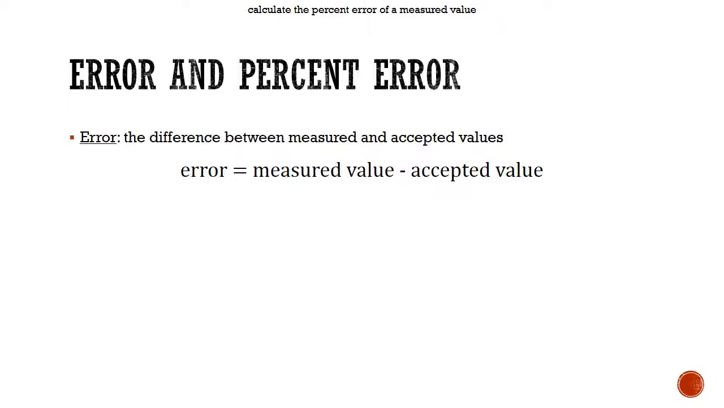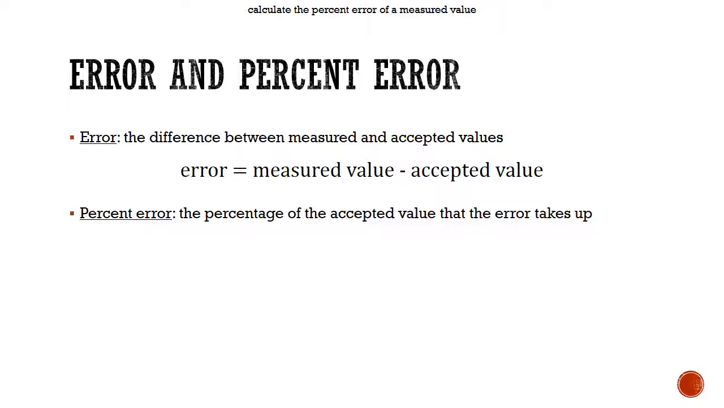If your measurement is larger than the accepted value, meaning measured value is going to be greater than the accepted value, this error will be positive. If your measured value is lower than the accepted value, then the error will be negative, which makes sense, I think. If your measurement was too low, then the error is negative.